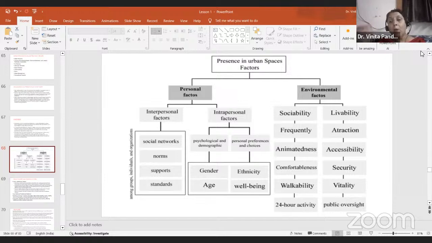Then livability: how attractive are the spaces also? Are they easily accessible? Are they secured or not? For women, security can be a very, very important factor, and public oversight. So broadly, these are the factors.